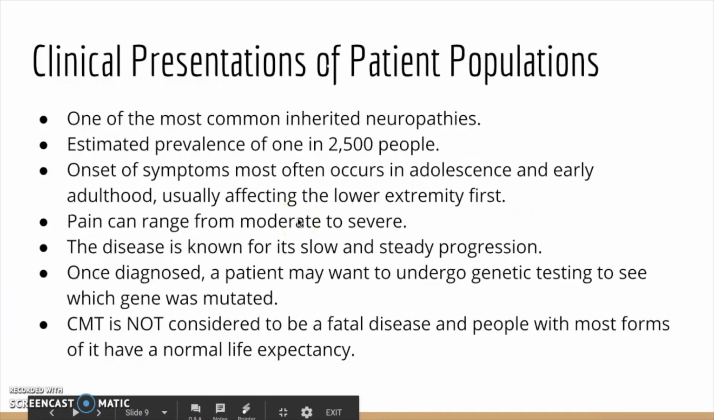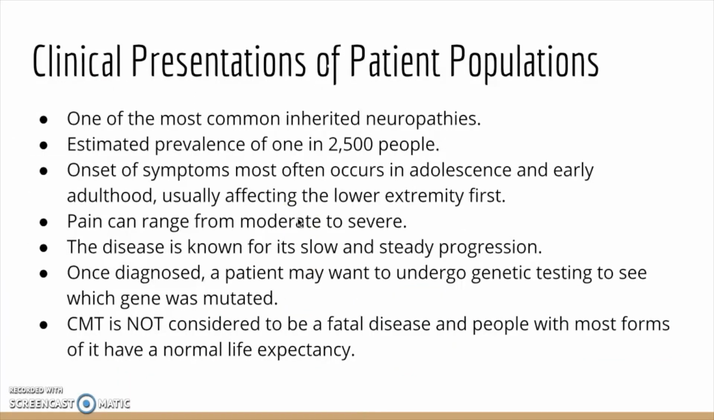CMT is one of the most common inherited neuropathies. Its prevalence is 1 in 2,500 people. The onset of symptoms most often occurs in adolescence and early adulthood, and usually affects the lower extremity first before the upper extremity. Pain can range from moderate to severe. The disease is known for its slow and steady progression. Once diagnosed, a patient may want to undergo genetic testing to see which of their genes was mutated, and it is not considered to be a fatal disease, and most of the time people have a normal life expectancy.